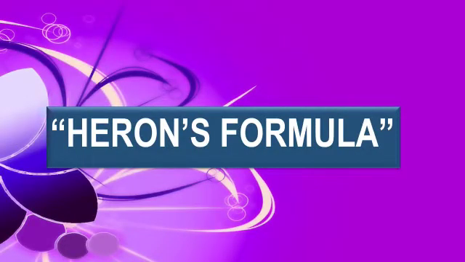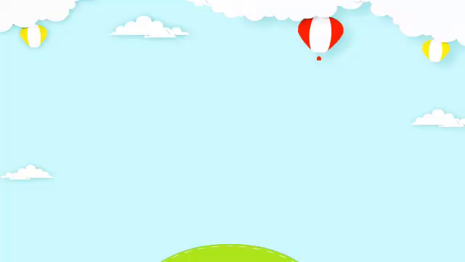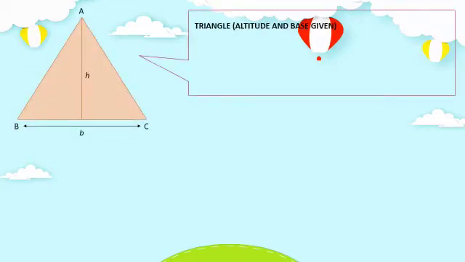Dear students, in this video, we are going to study Chapter 12, Heron's Formula. In earlier classes, we have studied areas of some plane figures such as rectangle, square, and triangle. We have studied that the area of a triangle is equal to half BH, where B is the base and H is the height.